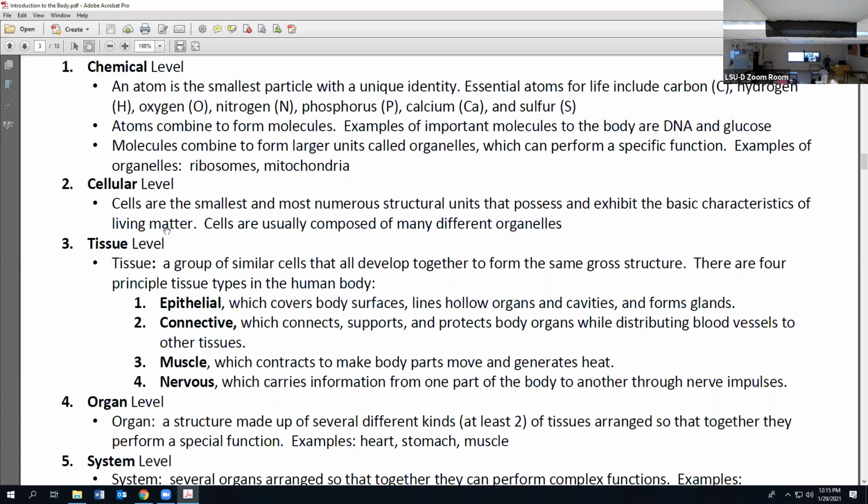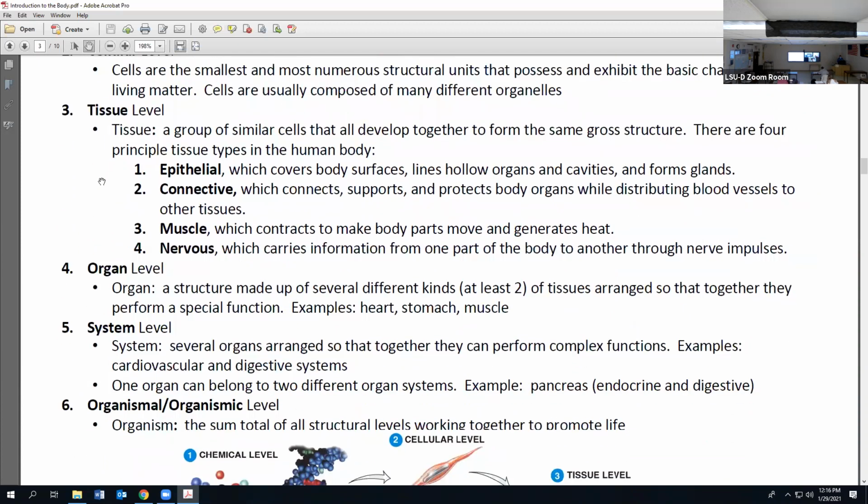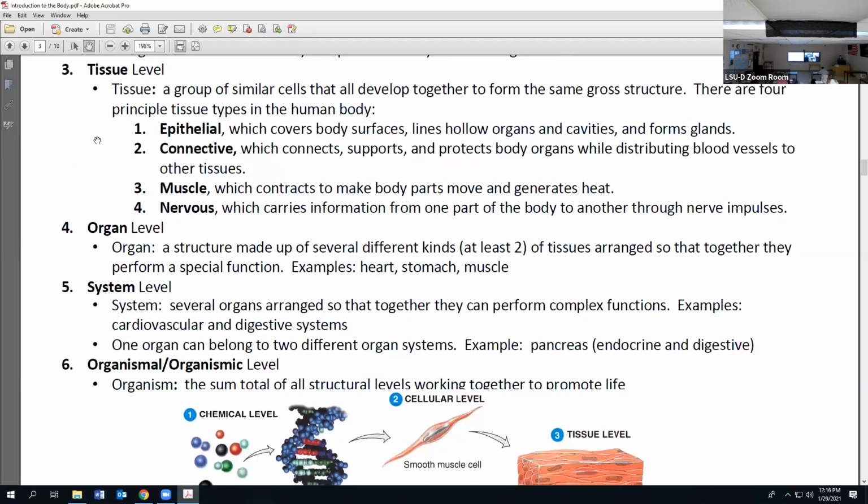And that's pretty darn amazing considering we started our life off as a single cell when sperm and egg unite, forming what's called a zygote. Now, cells are usually composed of many different organelles, like I just mentioned, but are not individual structures. They instead are combined and form what we call tissues. Okay? Tissues are defined as a group of similar cells that develop together to form the same growth structure. If you want just a simple definition of a tissue, it's just a group of cells that work together.